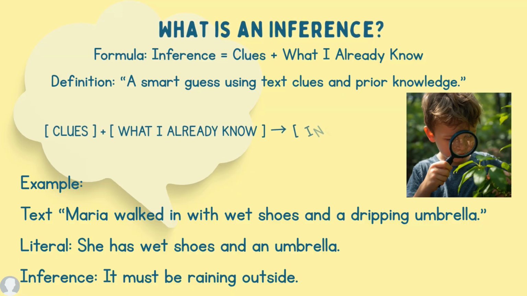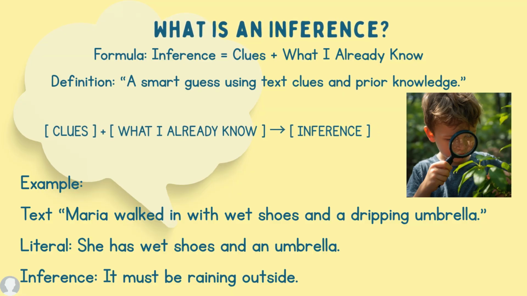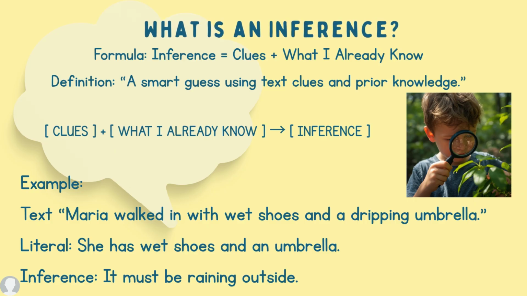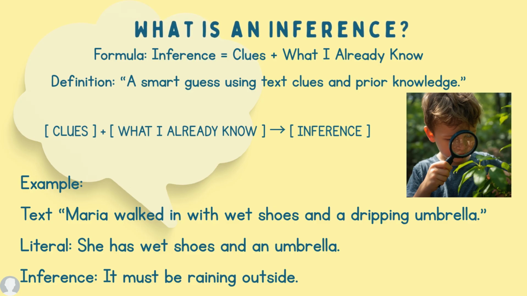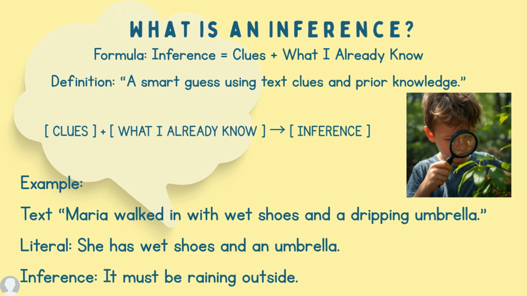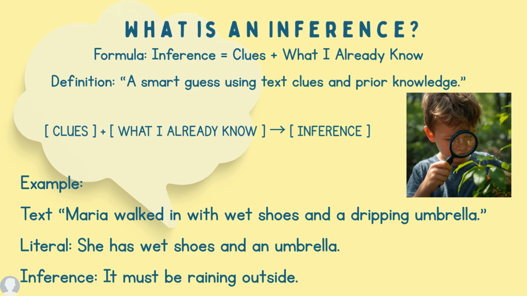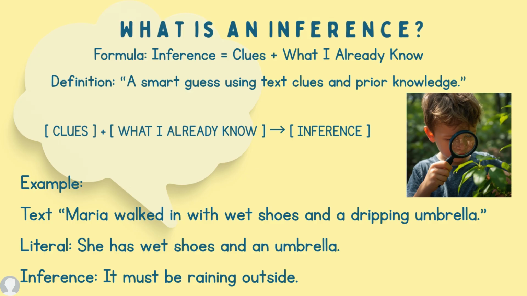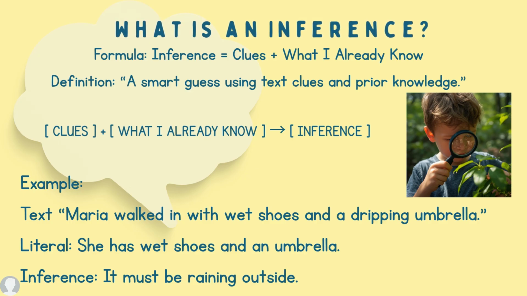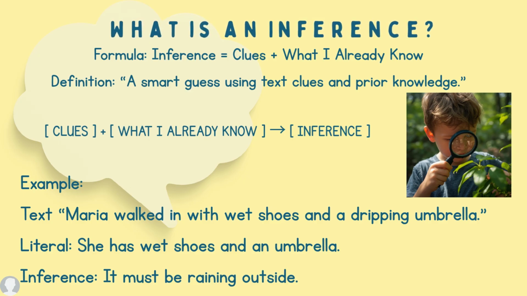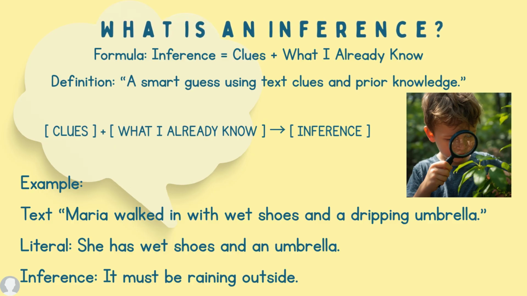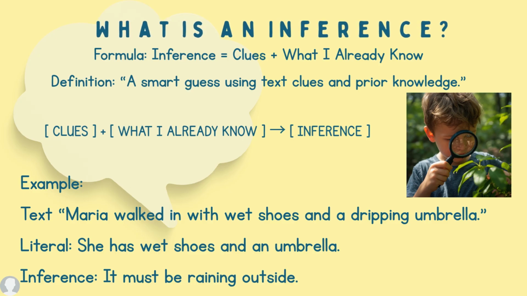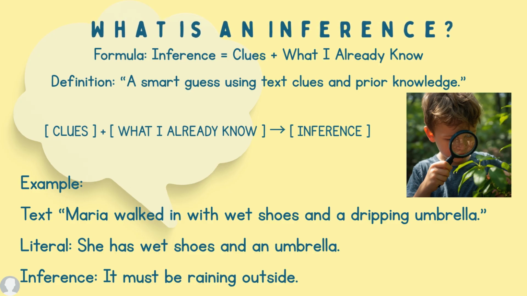Listen to this sentence. Maria walked in with wet shoes and a dripping umbrella. Literally, we know that Maria has wet shoes and an umbrella, but we can also infer that it is raining outside, even though the text does not say it directly. Making an inference follows a simple formula: clues plus what I already know equals an inference. An inference is a smart guess supported by evidence from the text.